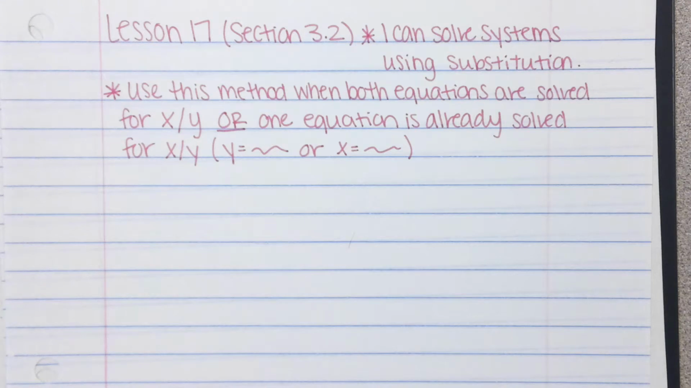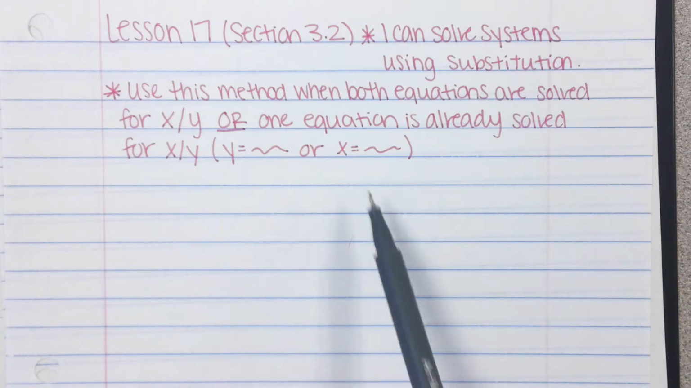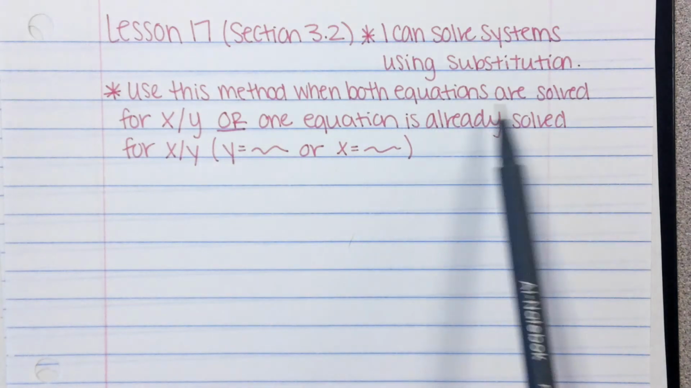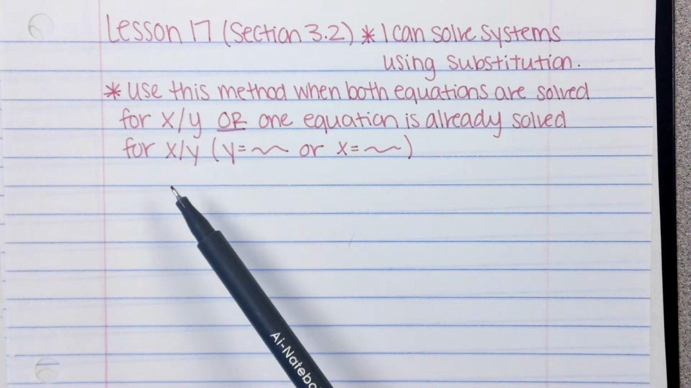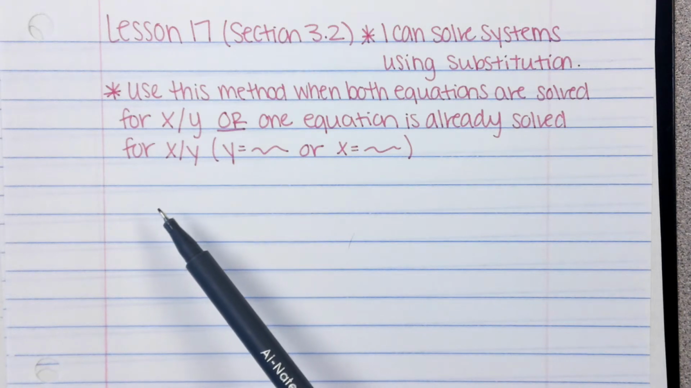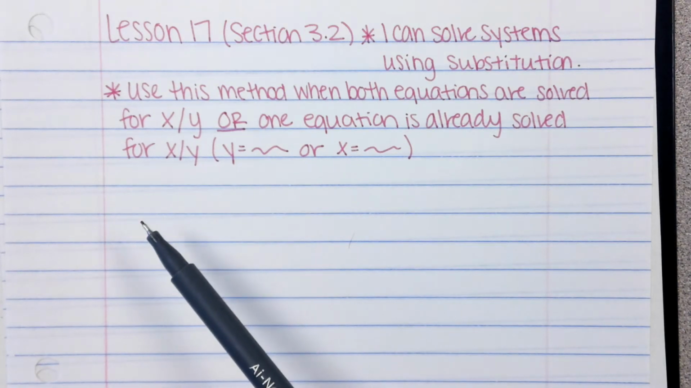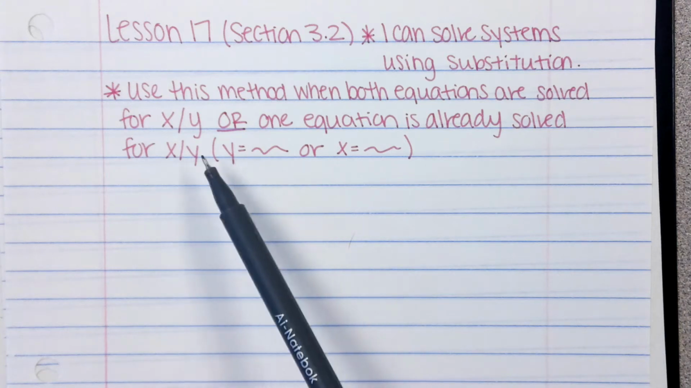in lesson 16. And at the beginning of lesson 16, I told you that there are some different methods that we're going to use to solve systems, and we wrote down when each method is the best. So substitution is the best when both equations are solved for x or y. So you've got x equals something and x equals something else, or y equals something, y equals something else.